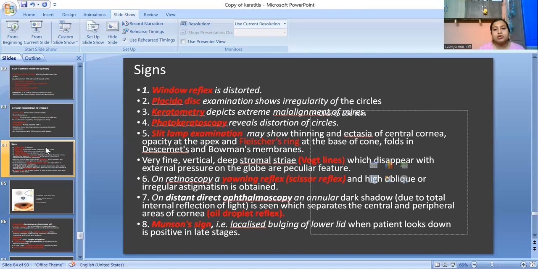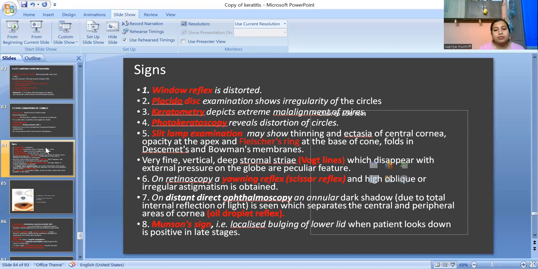Slit lamp examination may show thinning and ectasia of the central cornea, opacity at the apex, and Fleischer ring at the base of the cone. Folds in Descemet's membrane and Bowman's membrane. Very fine vertical deep stromal striae, Vogt's lines, appear with external pressure on the globe, a peculiar feature. On retinoscopy, a scissors reflex and high oblique or irregular astigmatism are obtained.